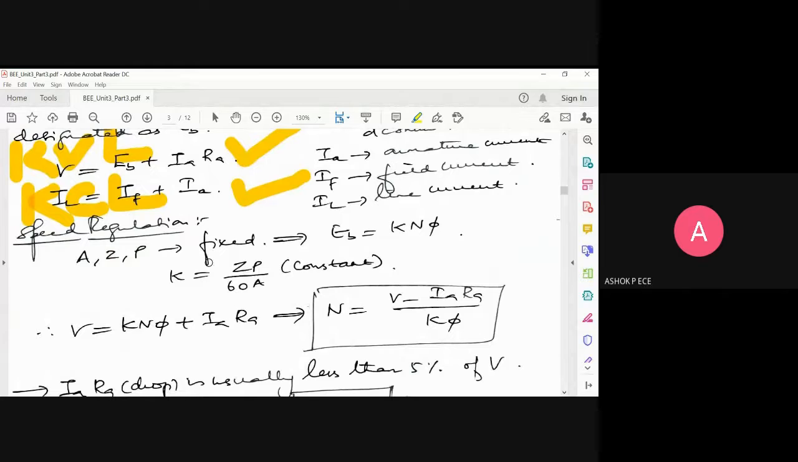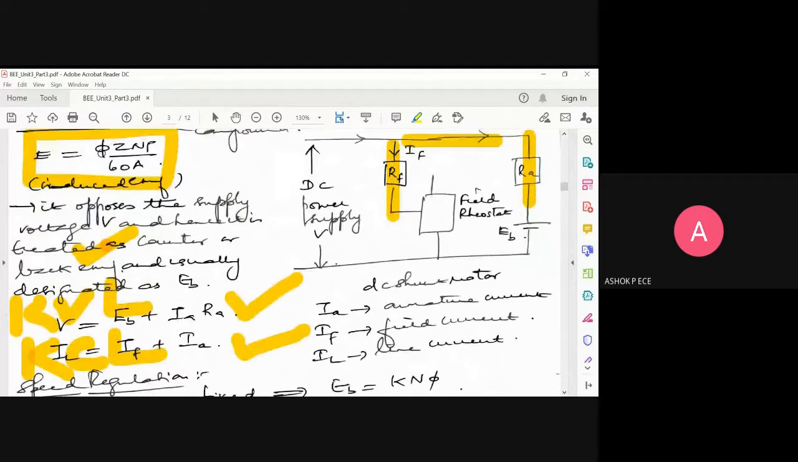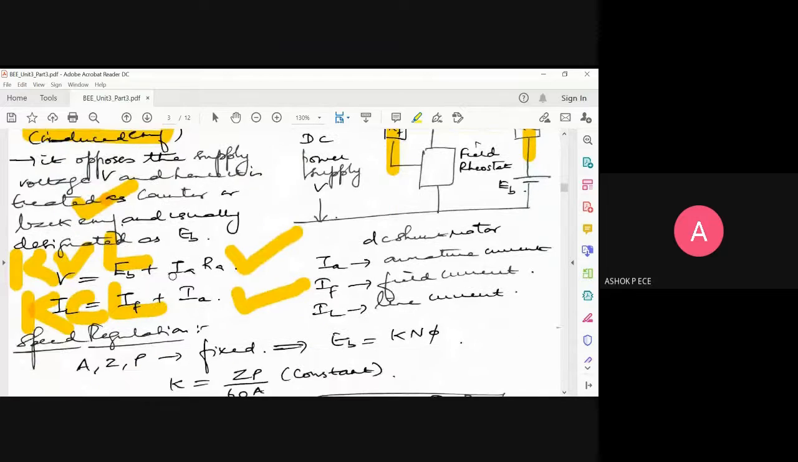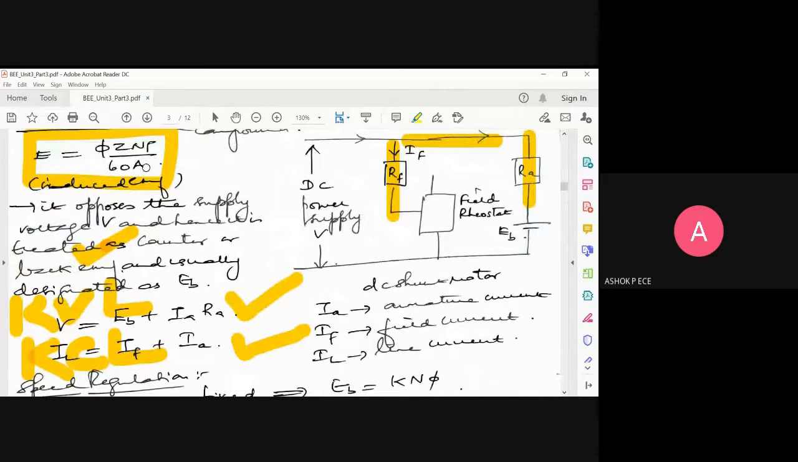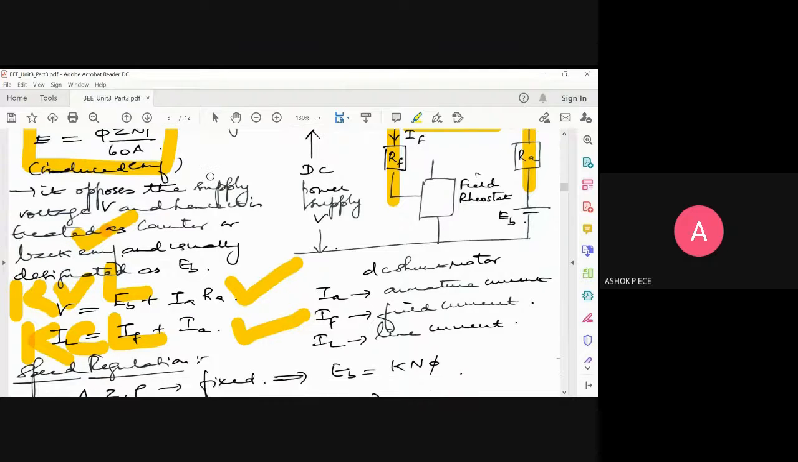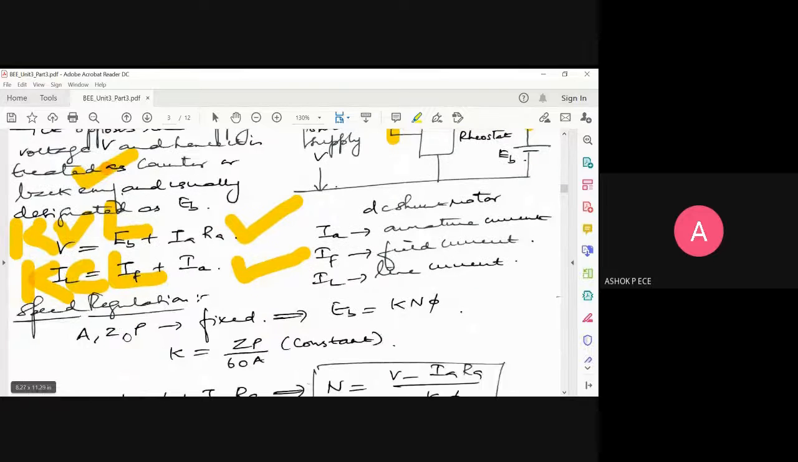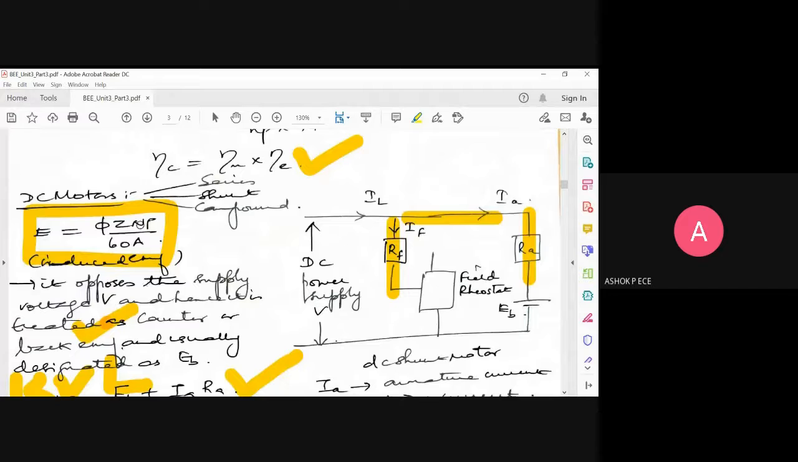Okay. So see here in the induced EMF expression, phi Z N P by 60A. A is constant. A is the number of parallel paths. P is the number of poles. And Z is the number of conductors. So A, P, Z all are going to be constant for a DC motor. You cannot change that. So I can write the product combination ZP by A will be a constant.